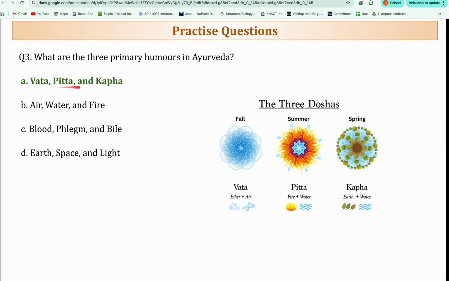So right answer is option A, which is Vat, Pith and Kapha. These are the three doshas. Vat includes ether and air. Pith includes fire and water element, and Kapha includes earth and water element. These are the seasons which are shown. So Vat is connected to the fall or autumn. Pith is connected to the summers, and Kapha is connected to the spring.